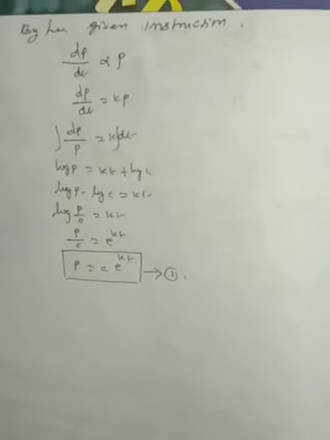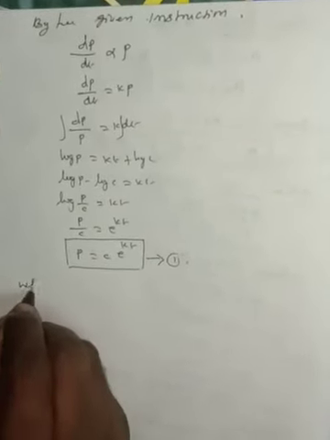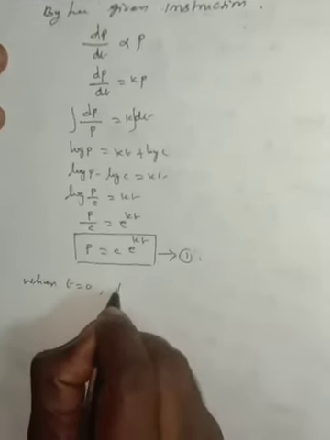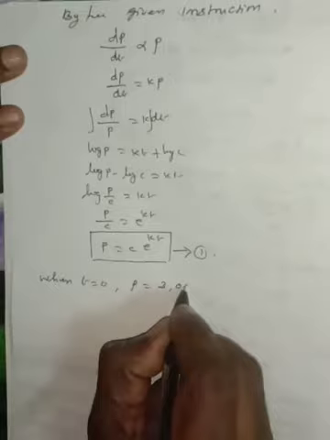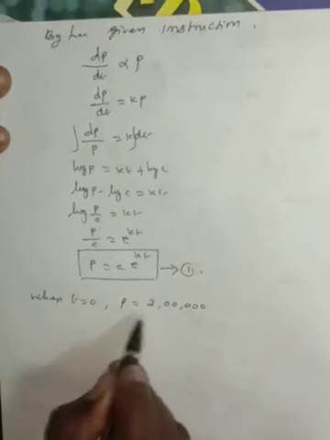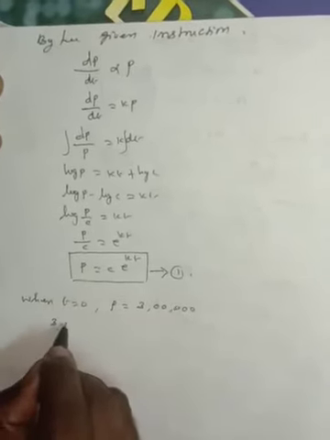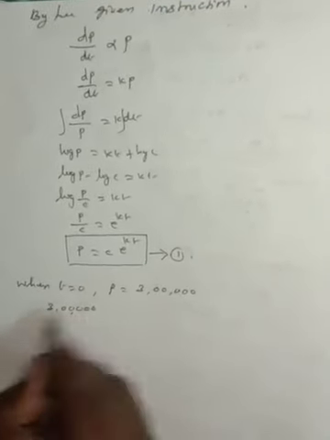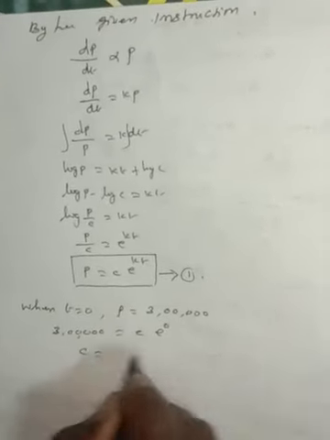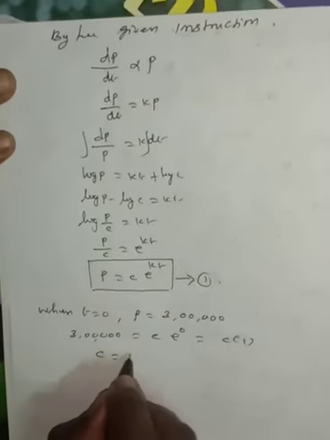When time t is equal to 0, the population of a city is 3 lakhs. When t is equal to 0, P is 3 lakhs. Substitute P is equal to 3 lakhs and t is equal to 0 in equation number 1. We have 3 lakhs is equal to C e to the power of 0. So C is equal to C into 1. Therefore C is equal to 3 lakhs.